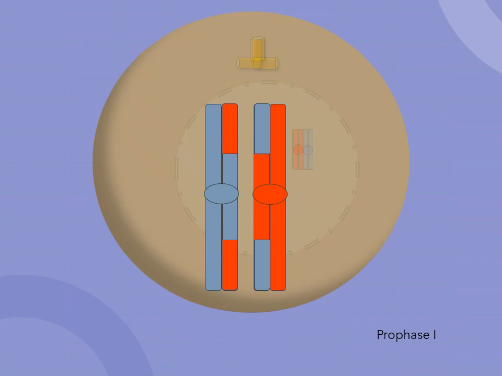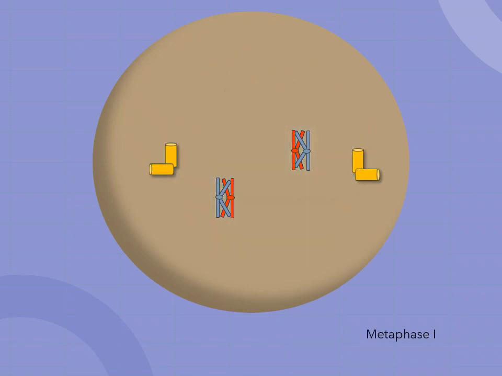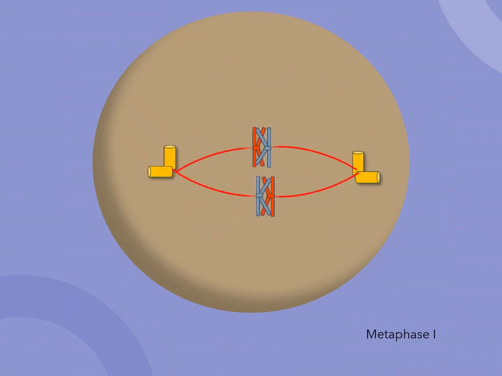This is one of the main sources of genetic variation in sexual reproduction, and we'll look at another a little later on. The cell will then progress into metaphase 1. But unlike during mitosis, the homologous chromosomes will remain together, lining up as tetrads, or groups of 4 chromatids at the metaphase plate.